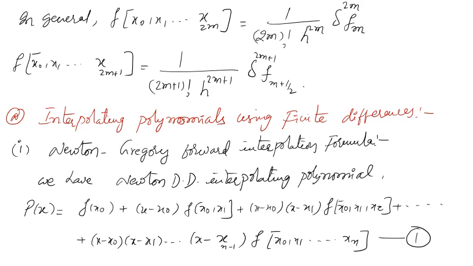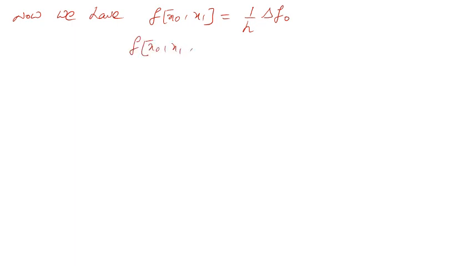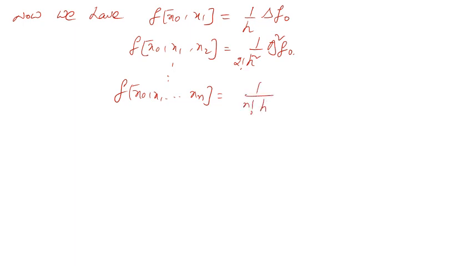And just now we have derived the first divided difference, second divided difference, nth divided difference in terms of forward differences. Let us substitute that now. The first divided difference in terms of forward is equal to 1 by h delta f naught. f of x naught, x1, x2 is equal to 1 by 2 factorial h square delta square f naught. And lastly, nth order divided difference is equal to 1 by n factorial h to the power of n delta power n f naught. Substitute this in equation 1.